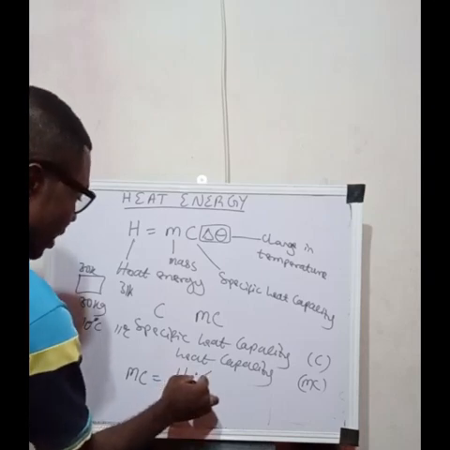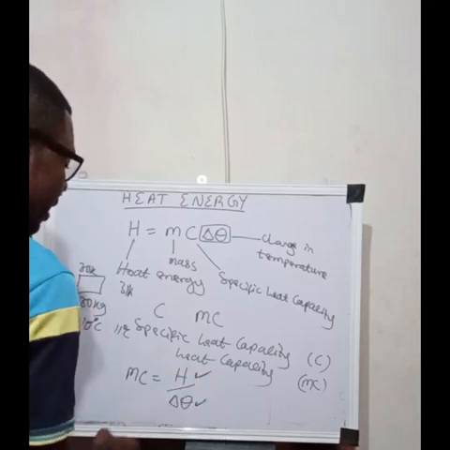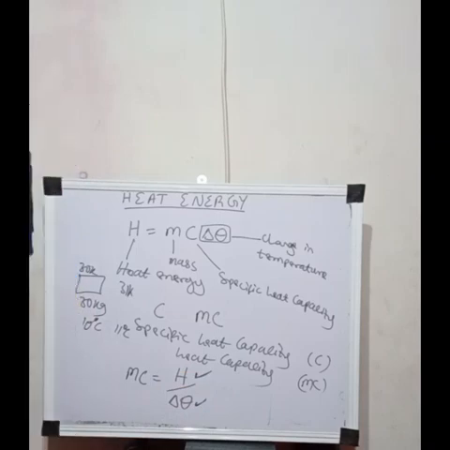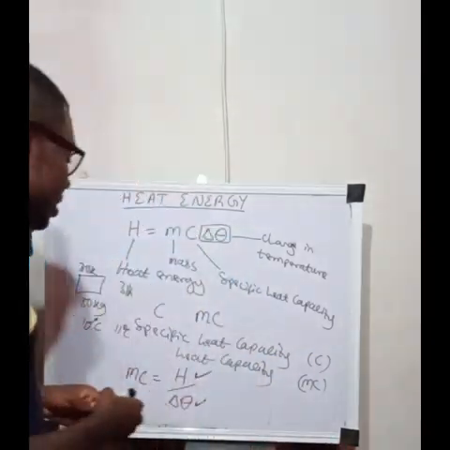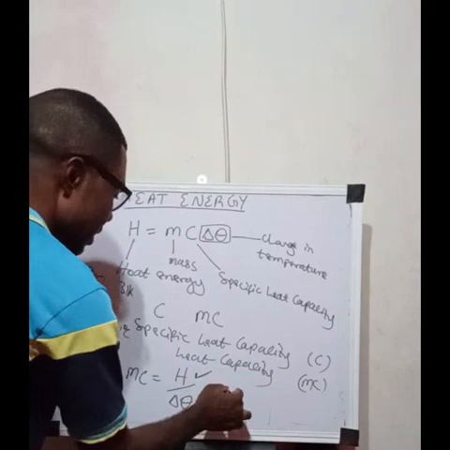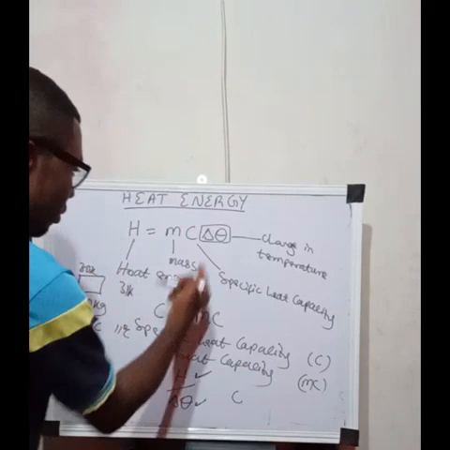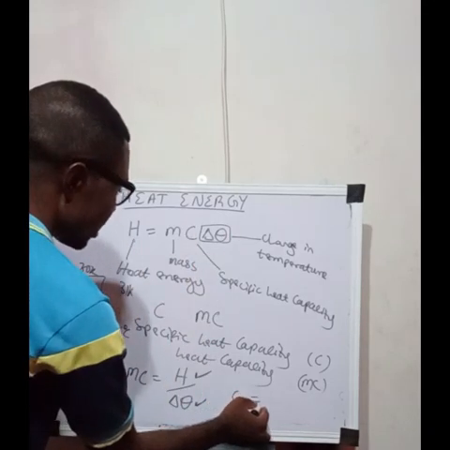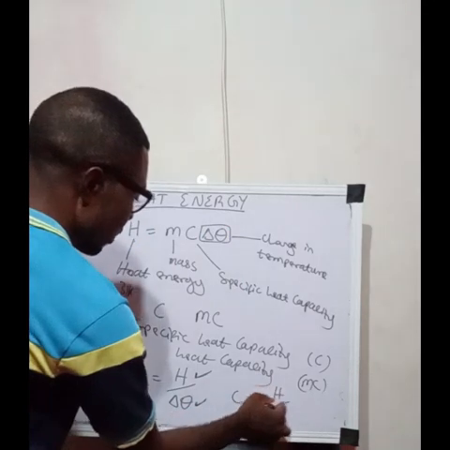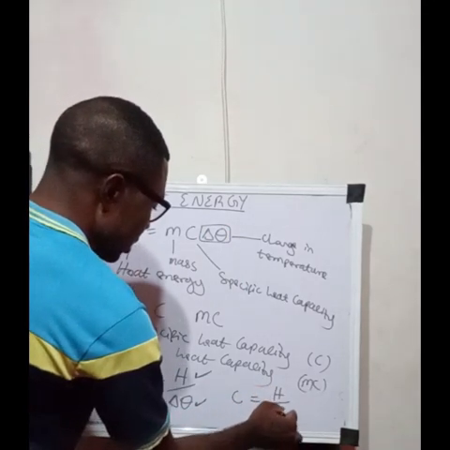The quantity of heat required to raise the temperature of a body by 1 Kelvin is heat capacity. Then what is specific heat capacity? Specific has to be specific, as the name implies. Specific heat capacity: from this relation, if we make C the subject of the formula, we have C equals H over M change in temperature.